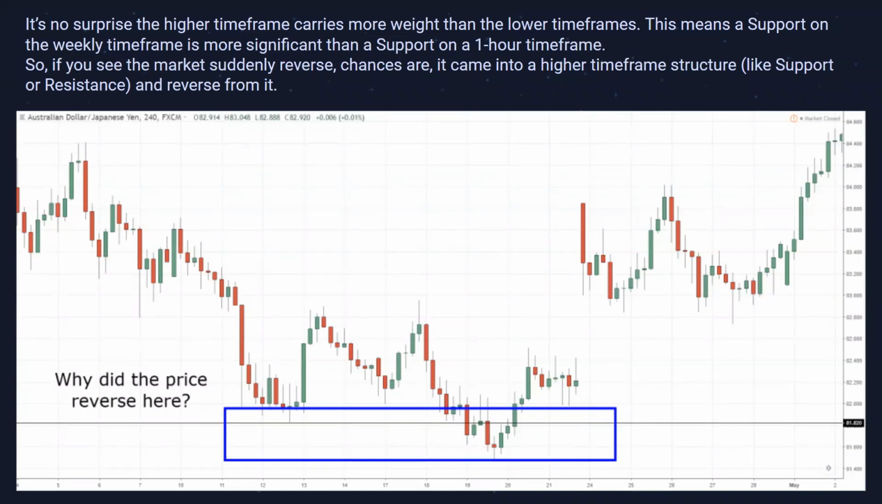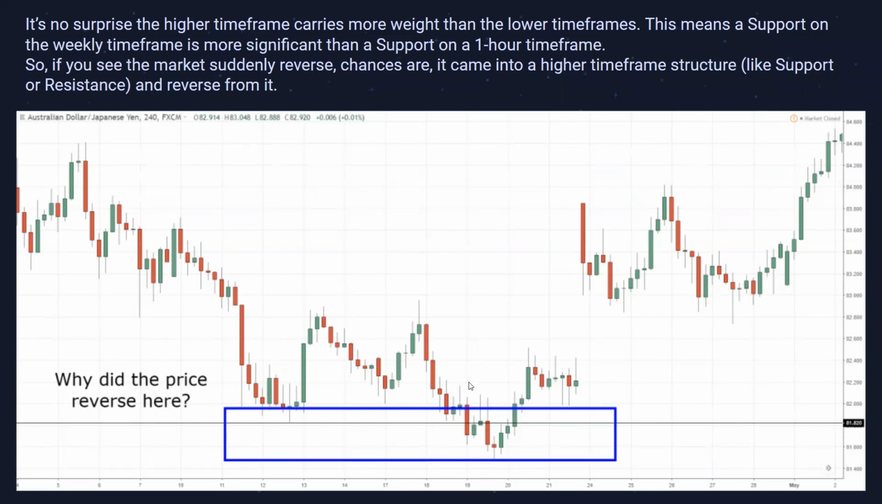Why did the price reverse right here? Well, we see that there was a support here. It hit the support again, hit it again really quick. Then it hit it again right here really quick. Then it hit it again and again. Every time it's hitting, it's saying, whoa, what's going on? And then it just takes off like a rocket ship.